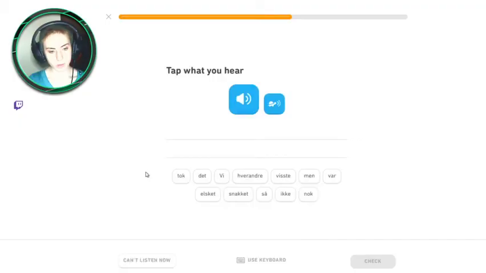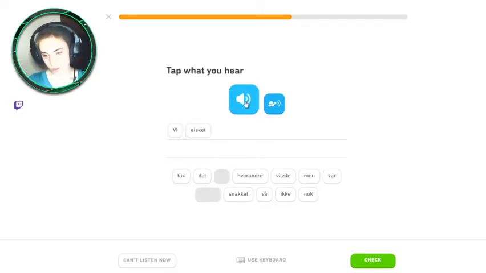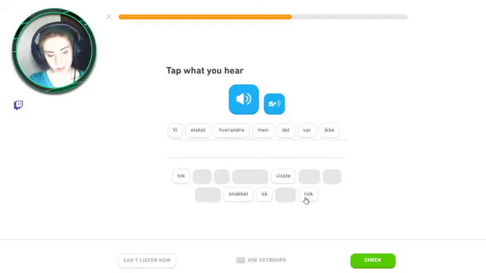Vi elsket hverandre, men det var ikke nok. I probably could have used tok if there was an option to add a med at the end of the sentence, but there wasn't. So it would not have been correct. Vi elsket hverandre, men det var ikke nok. That's a lot. Hverandre. Men det var ikke nok.